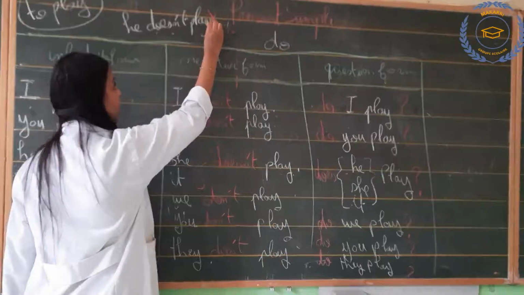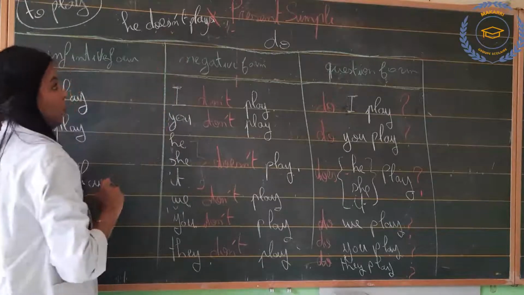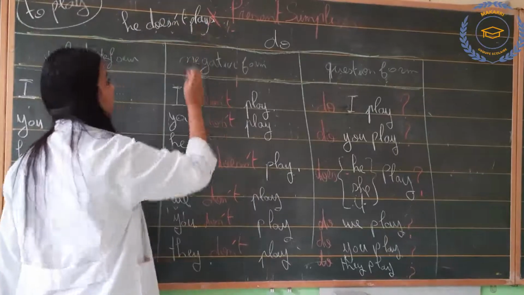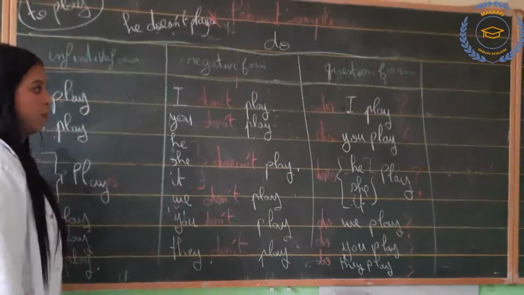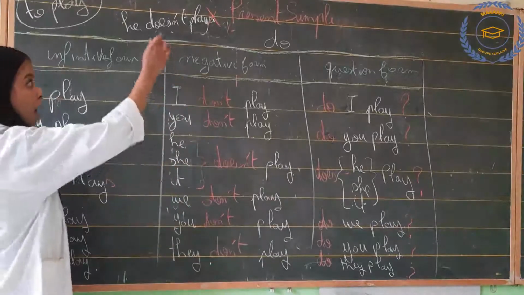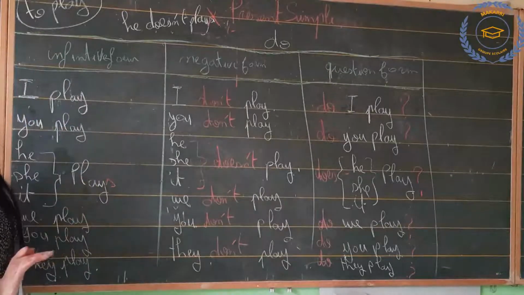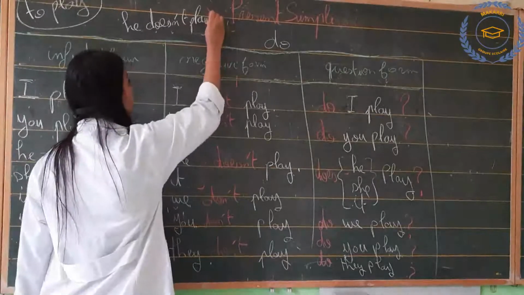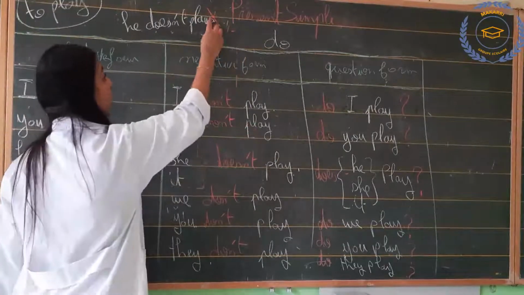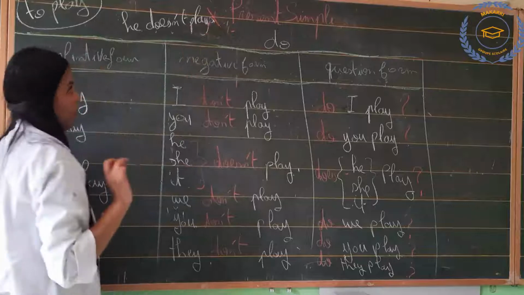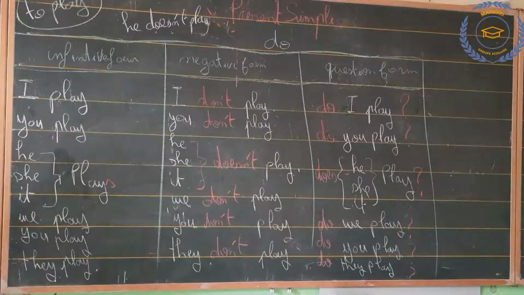We can't add s to the verb after the auxiliary do. Verbs that follow the auxiliary do are always in the infinitive. Auxiliary do is always followed by the infinitive. And yes, the auxiliary do has already taken the s from the verb, so we can't add s here. Okay? So please don't make such mistakes.